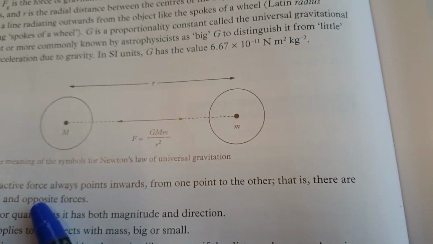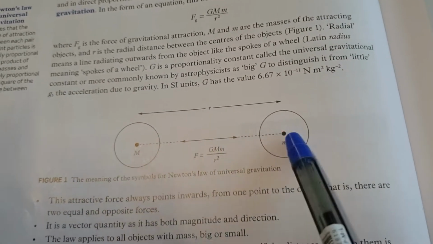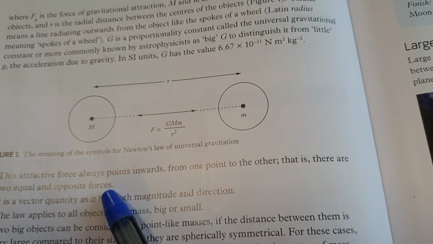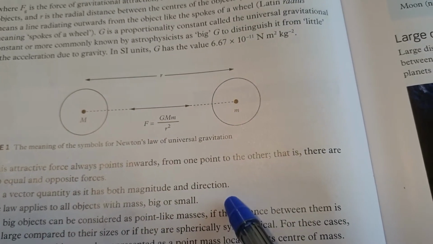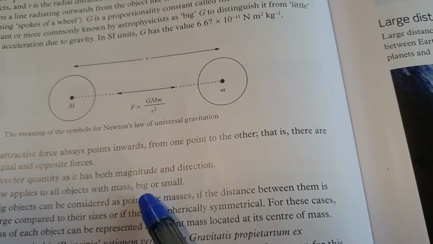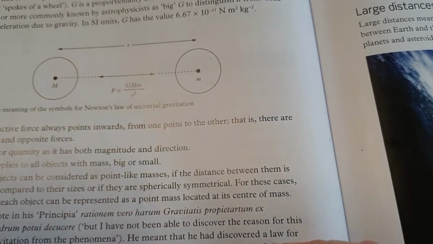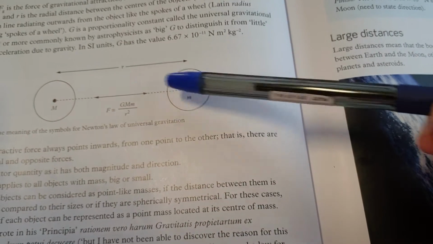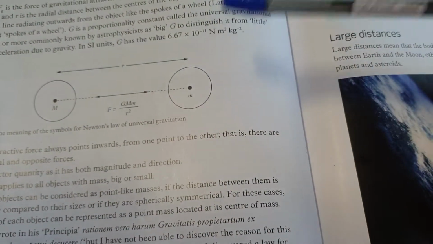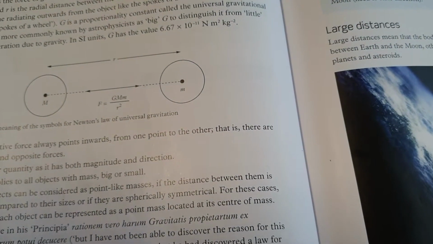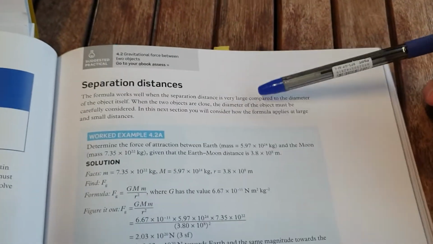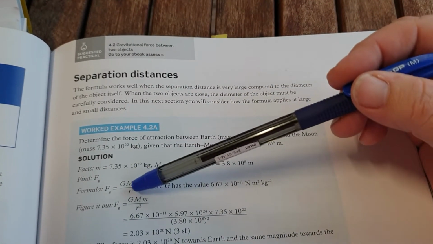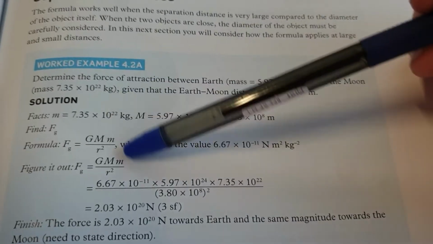Right, this attractive force always points inwards, so it's between the two objects. They're two equal and opposite forces. It is a vector quantity and it has both magnitude and direction. The law applies to all objects with mass, big or small. And if you've got two big objects, you just treat them like point masses, so we're using the centre of the masses. Separation distance, as I said, has to be in metres, and you'll be squaring it. And then it's just straight substitution in.